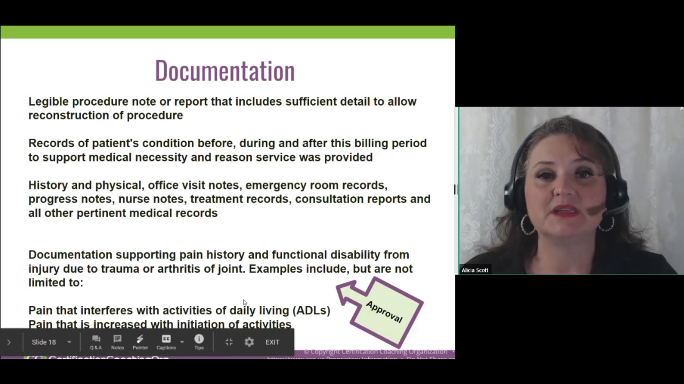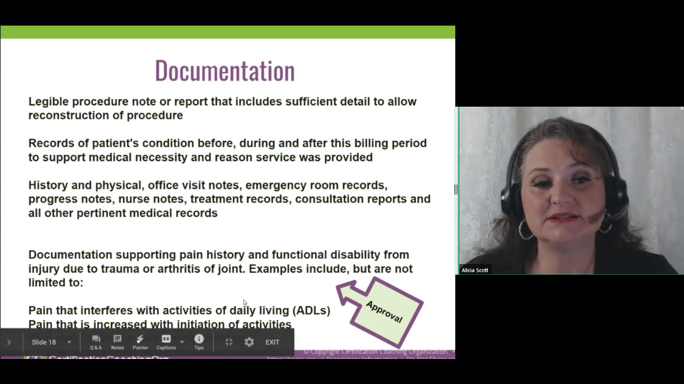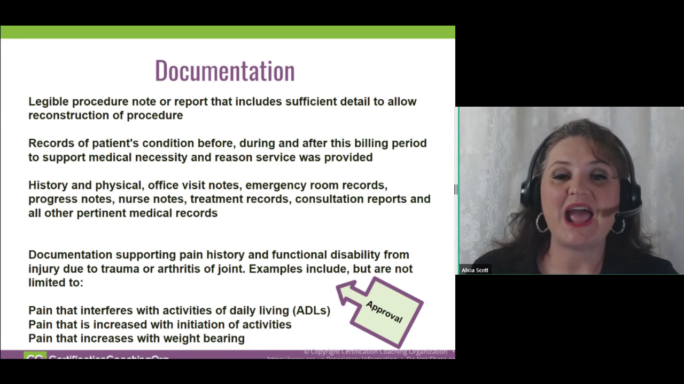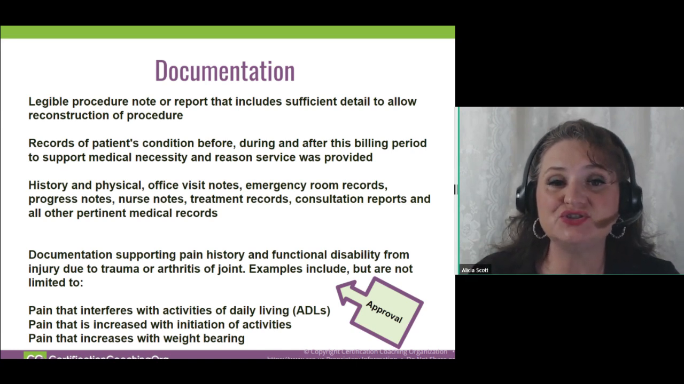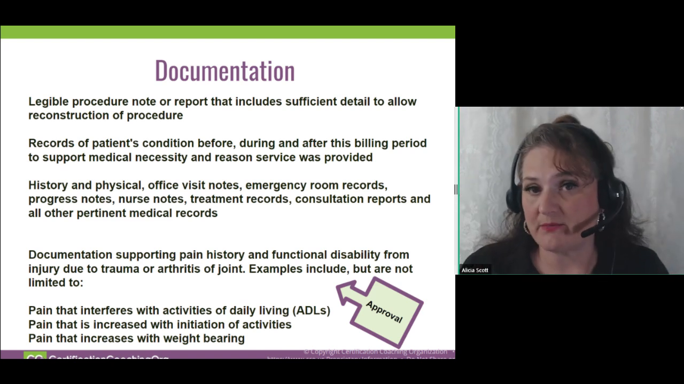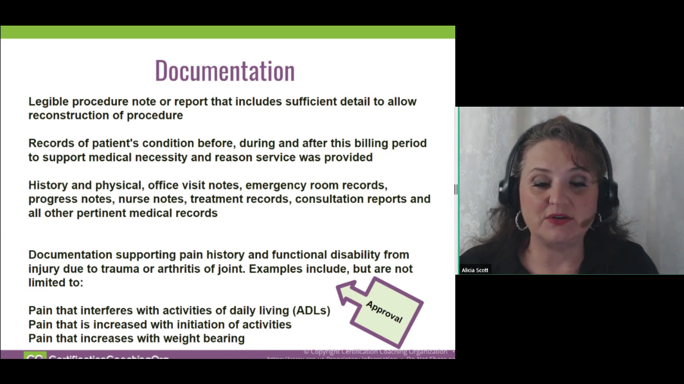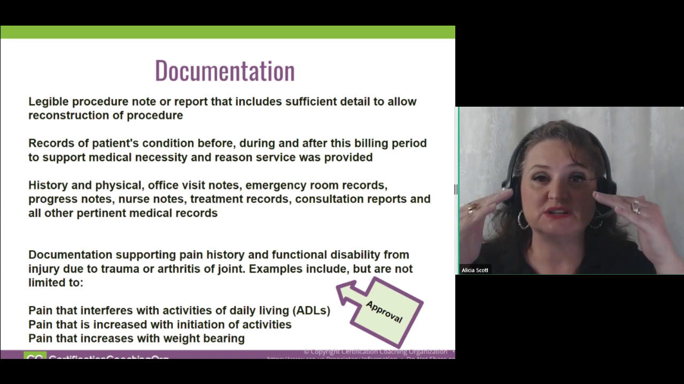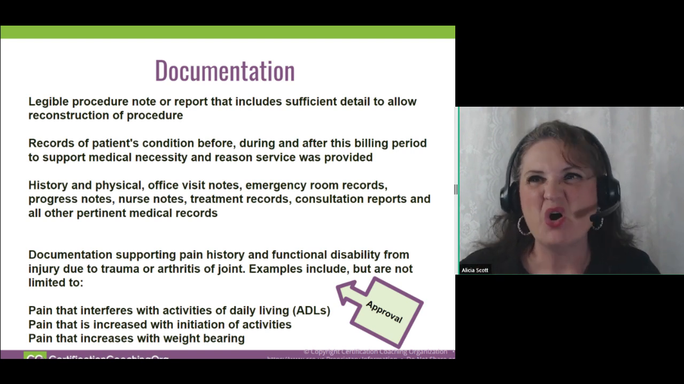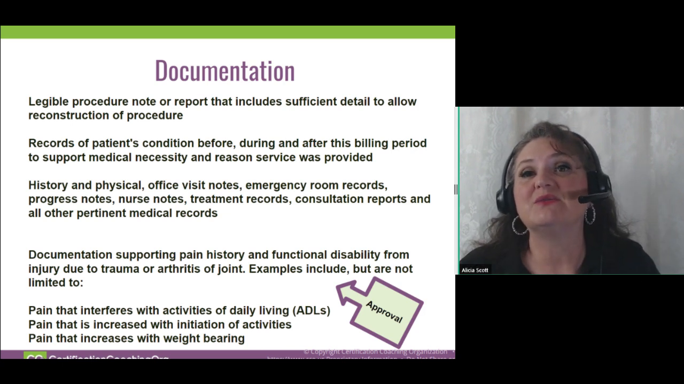In addition, they stated in CMS that legible procedure notes, of course, we all know that, but it has to be sufficient detail to allow for reconstruction of the procedure. Now, if you've ever read an op report, they literally go step by step through what they're doing. You think, why are they so detailed? Why are they telling you all this stuff? Which, as a coder, it's mostly fodder.